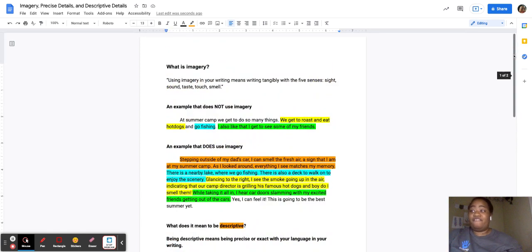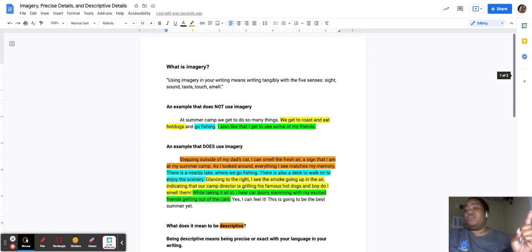So guys, today and every day, good writers use imagery and descriptive details in their writing. Why do they do that? Imagery and descriptive details help make our writing more exciting. It brings our words to life.